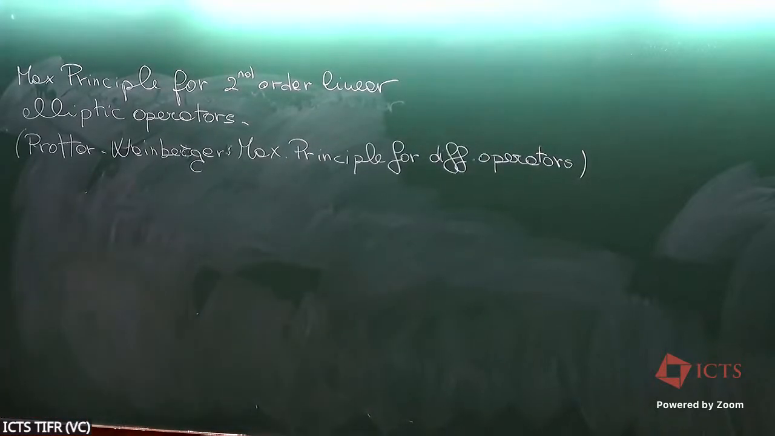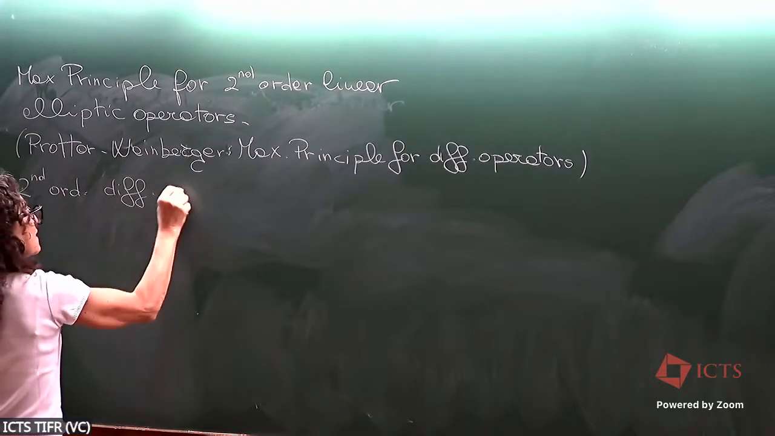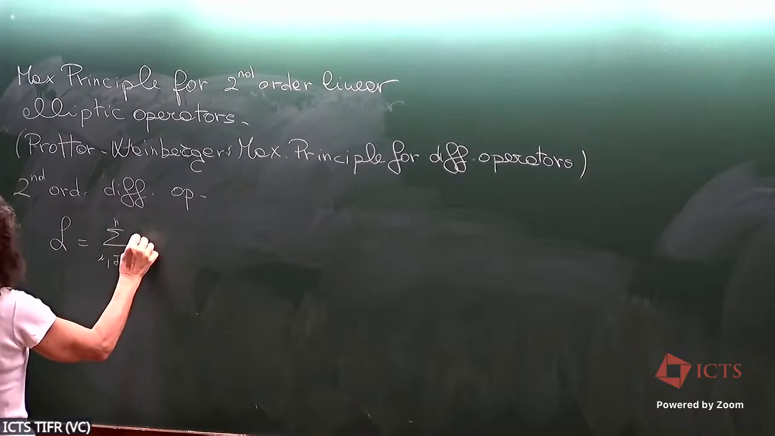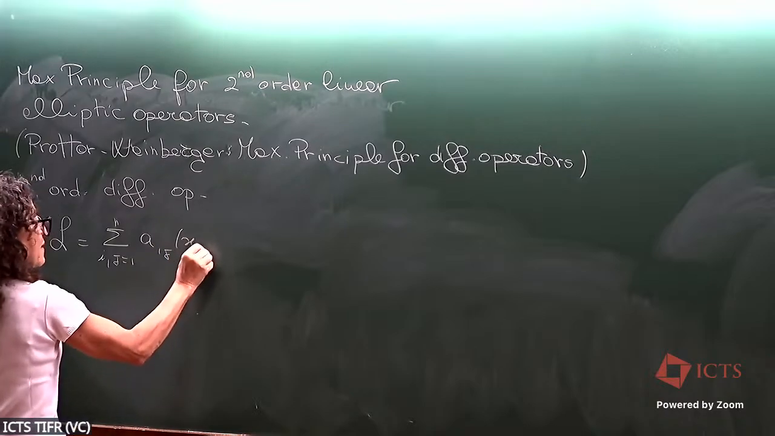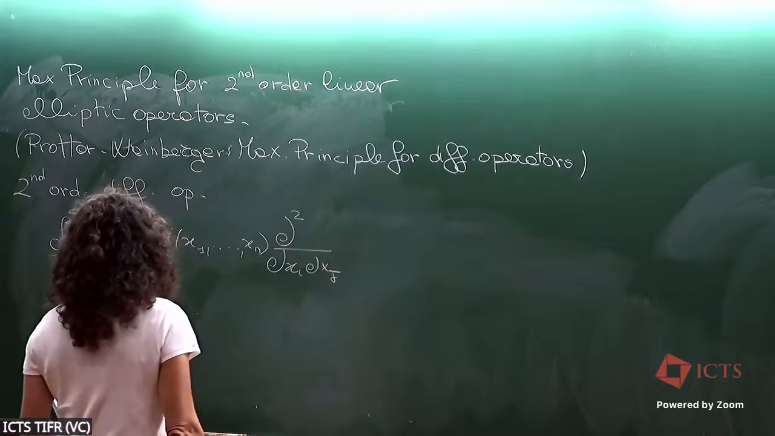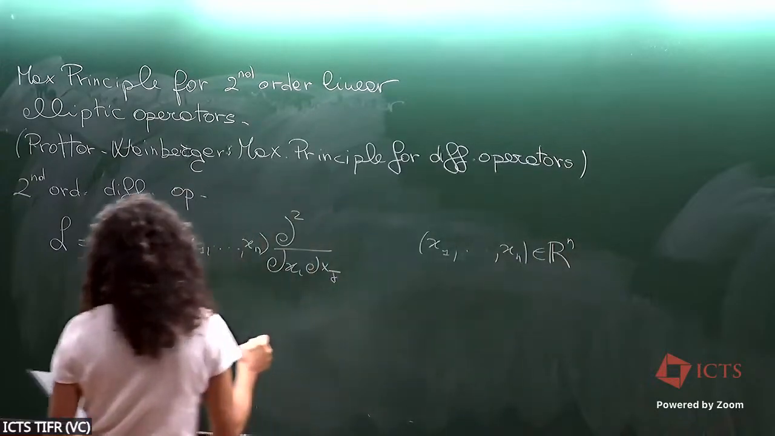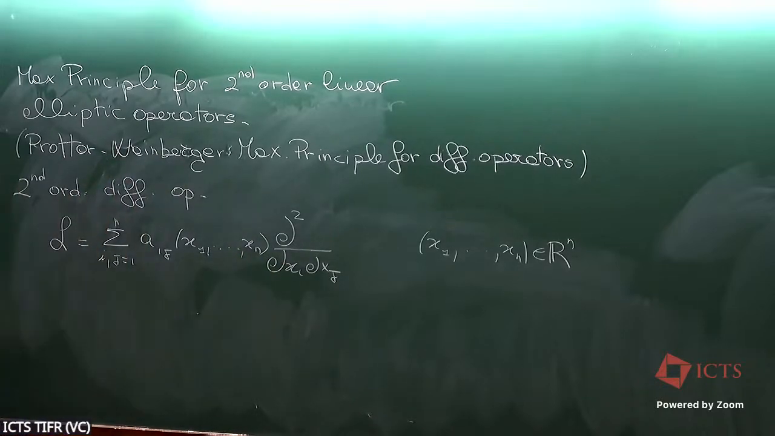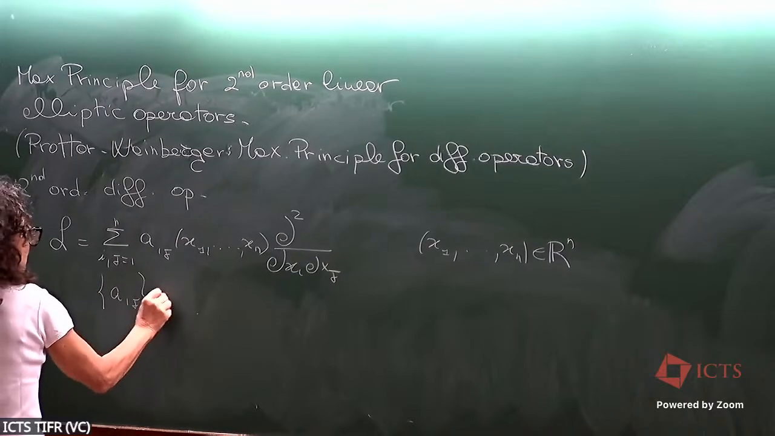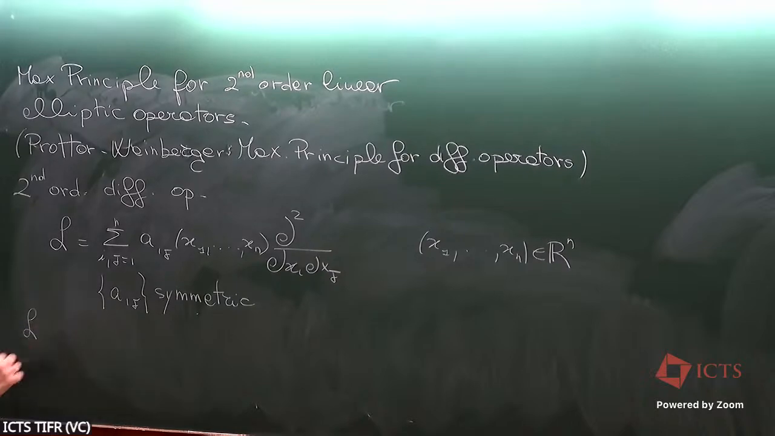Okay, so first, we consider a second order differential operator that is something like that. L is equal to the sum for i, j from 1 to n of a_ij(x_1, ..., x_n) ∂²/∂x_i∂x_j, where this is a point of R^n. And without loss of generality, if you apply it to a C2 function, as the mixed derivatives are symmetric, you can assume that the matrix a_ij is symmetric. Okay, so L is said to be elliptic.